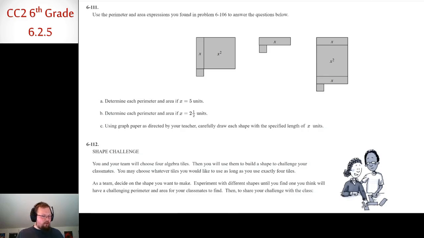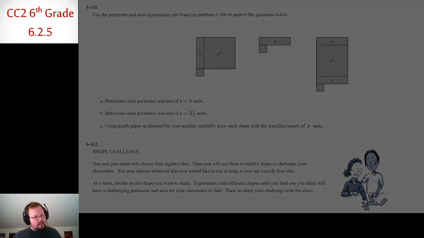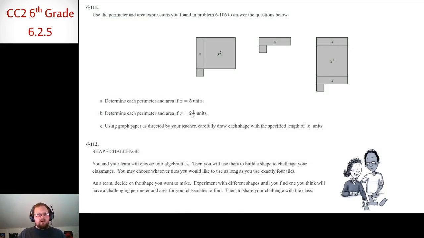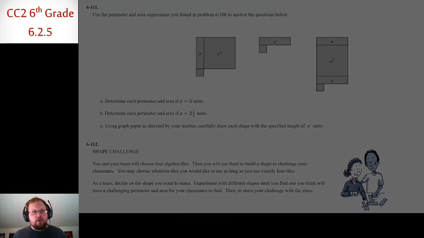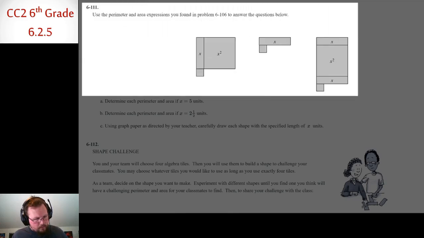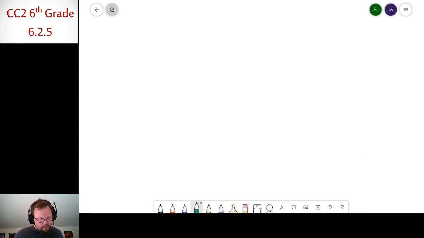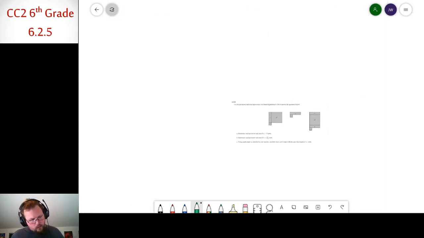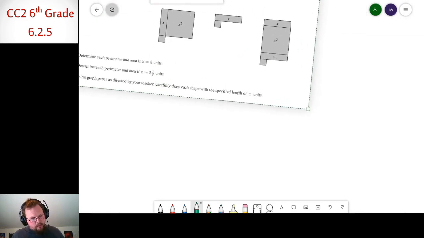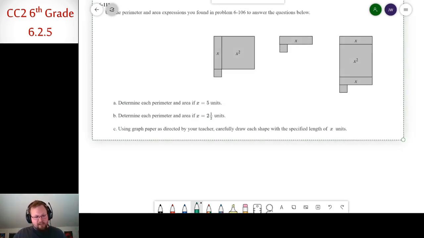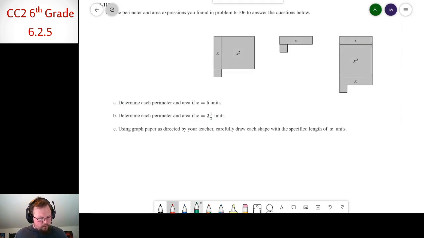6-111 is going to cover a lot of the same topics that we did in the homework. It even says use the perimeter and area expressions that you found in problem 6-106 in order to answer all of these questions below. So I'm going to go ahead and copy these over to my whiteboard so I can work on that here. Okay. So what we're going to do is start with this, and what I want you to see first of all is that these are the exact same problems as your homework. If you did the homework already, that's going to be super easy. If you didn't, then you're going to get a free answer to your homework here.